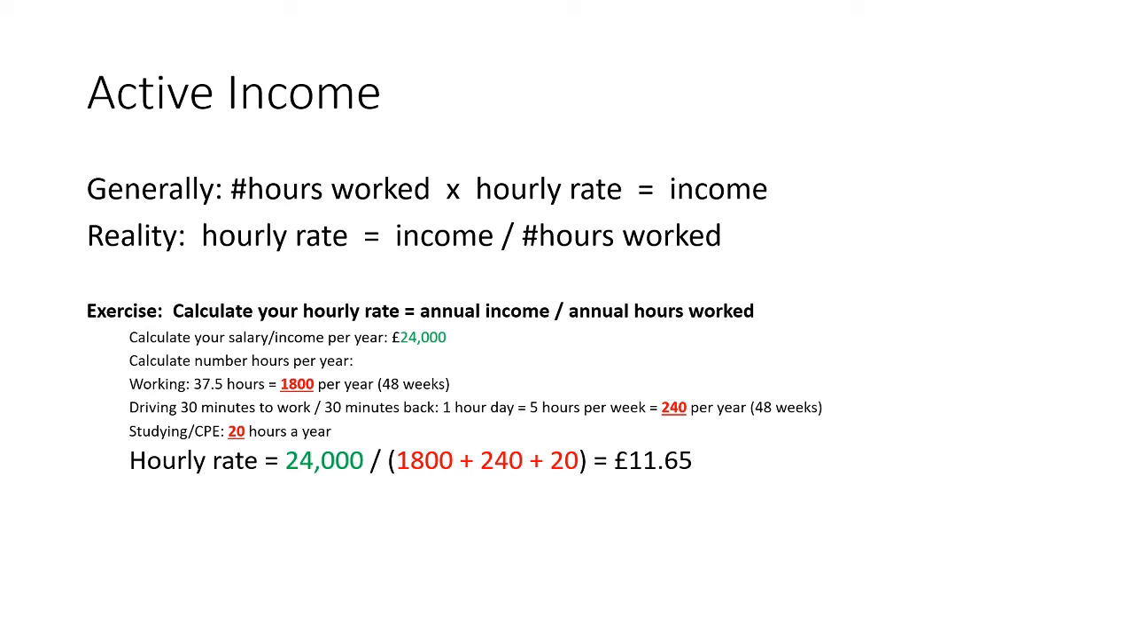So let's work backwards. The hourly rate is, in this case, annual income versus annual hours worked. In this case, it's 24,000 divided by the sum of the hours we spent working, which is 1,800, the hours we spent driving, 240 per year, and adding the 20 hours a year on top for studying. In this case, it equates to just over £11 per hour.